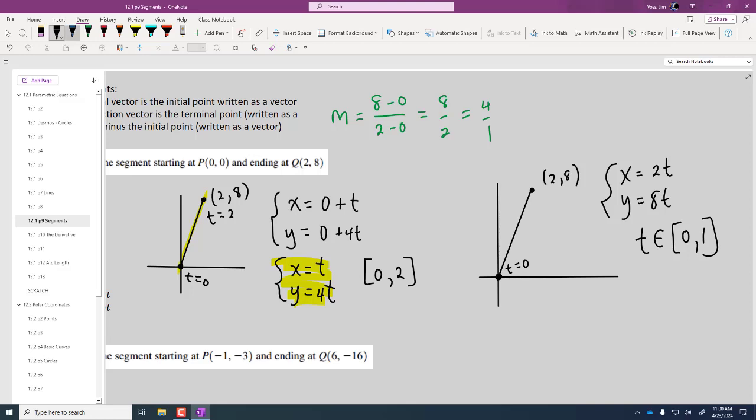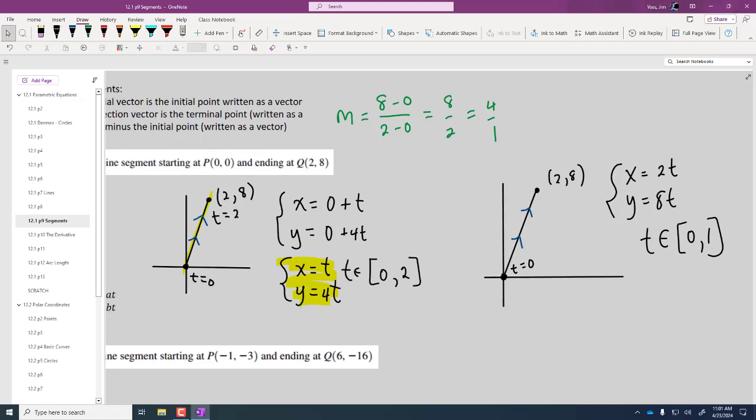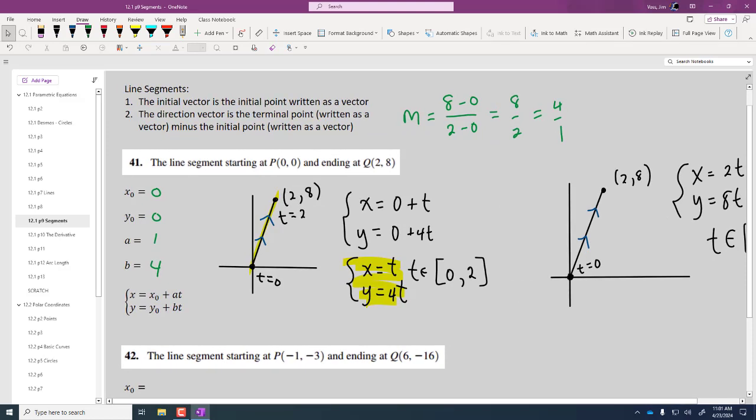So we still are going to have the same orientation. We're going from the origin up. But we have two different parametric equations, right? Two different sets. So parametric equations are not going to be unique. This t value goes 0 to 2. This t value goes 0 to 1. So there is some flexibility when you're looking at that.